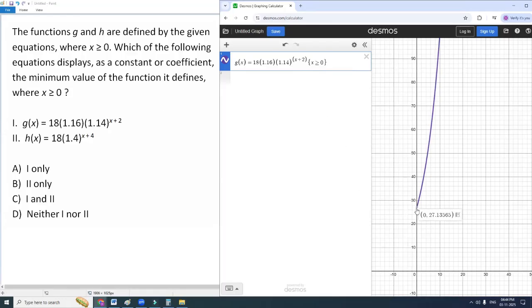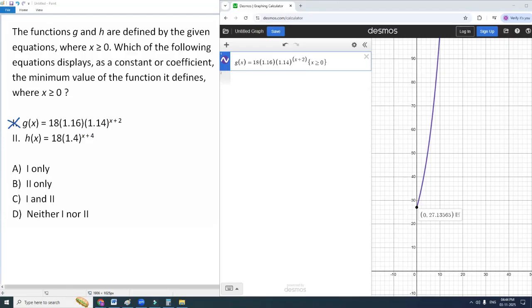Let's get the minimum value. To get the minimum value over here, consider the y-coordinate of the point over here. The y-coordinate is 27.13565. Now in the function g of x, we have to check whether this minimum value, that is the y-coordinate at this point, is displayed as a constant or coefficient. No, this value 27.13565 is not displayed as a constant or coefficient over here. So we can reject the first function g of x.